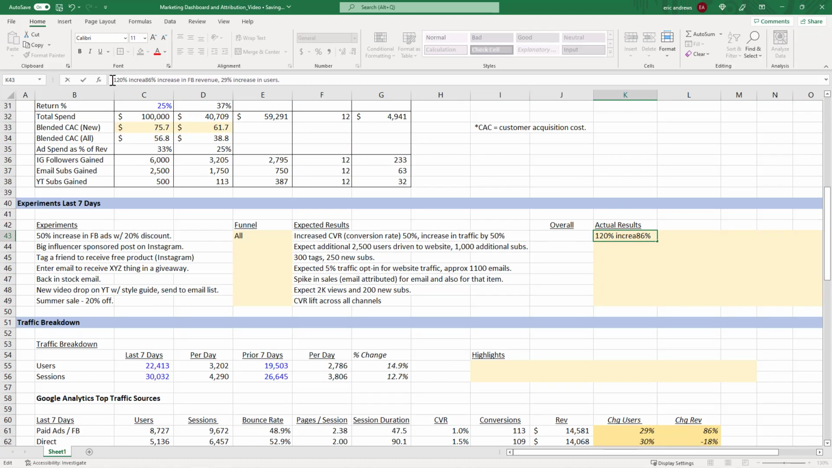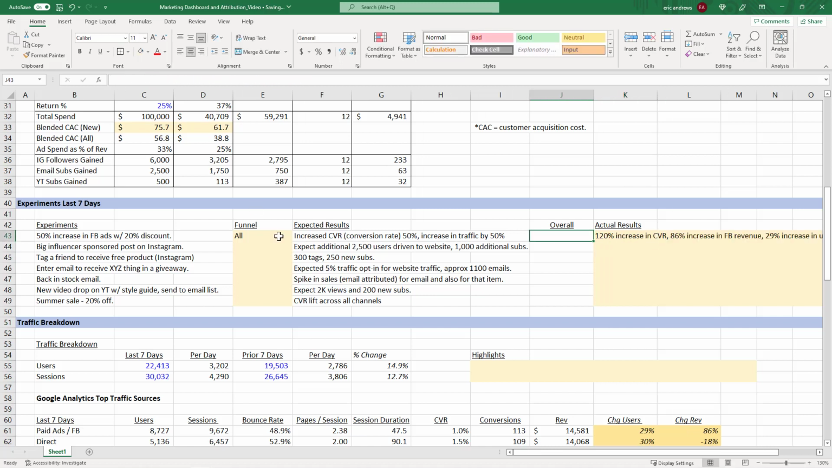120% increase in CVR. So overall, compared to what we expected, like a 50% lift in conversion rate, we got an even better performance. So I would say overall strong performance. So we know that this experiment went better than we sort of expected it to. Okay, let's move to the next experiment now.